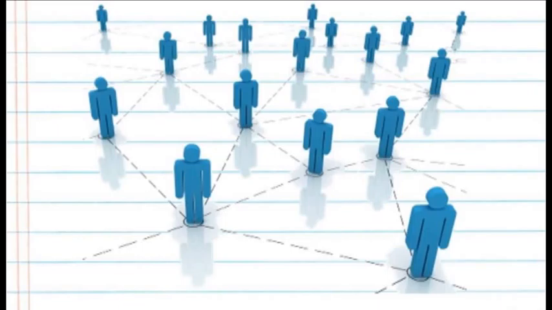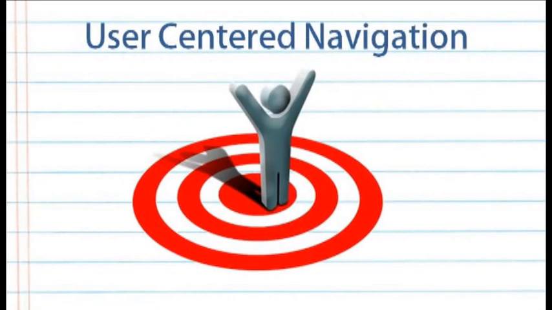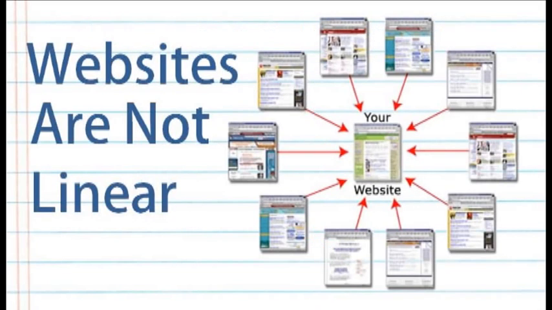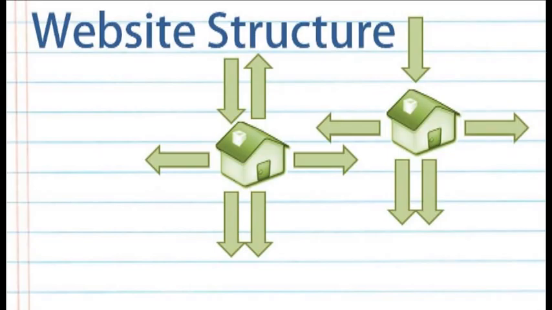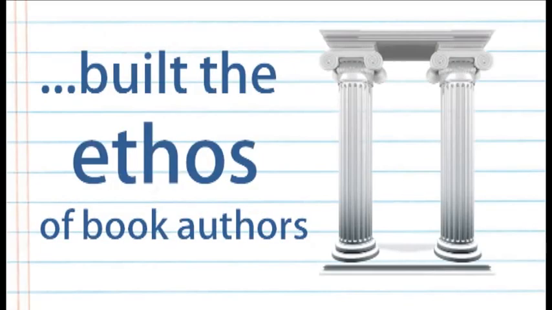Looking to today, the web is different. The hyperlink connects web pages together, and the user decides which links they want to visit. There are no page numbers to guide you where to go next. Instead, you have a home page with many possible openings and exits. In standard print, authors built their arguments through linear, clear-cut structure. And that's how they also built their credibility.